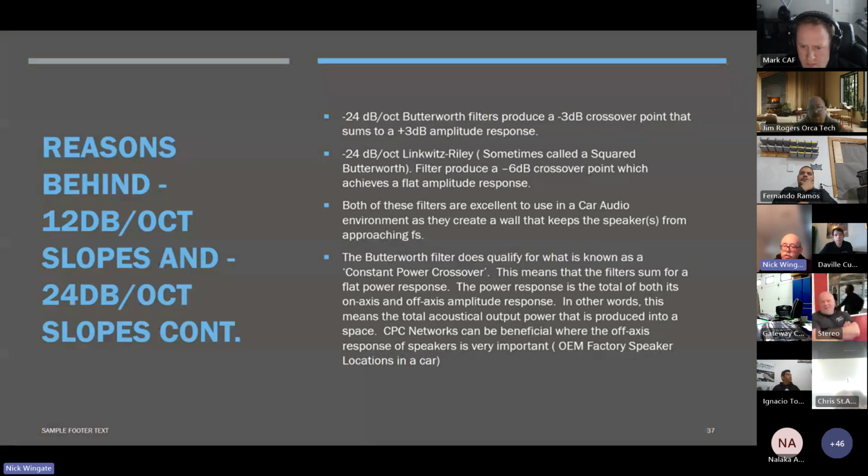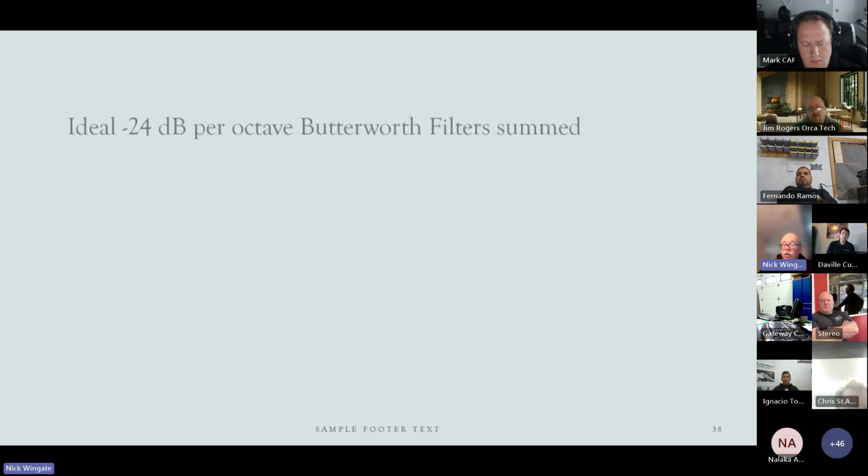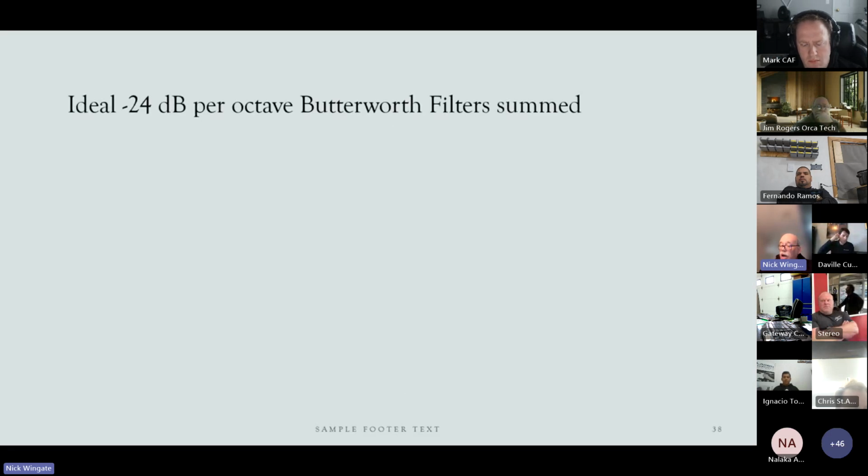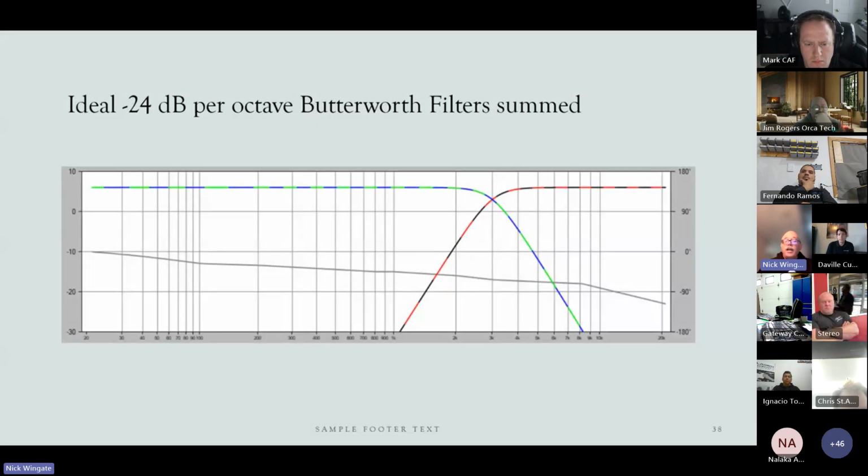This is the reason why you may want to choose a Butterworth filter, whether it's 12 or 24, because of what is known as constant power crossover. It works extremely well because of the amount of energy it produces off-axis. Okay, so take that into account when you're designing your system. If you're designing a system and you're using a lot of OEM locations, take a listen to the Butterworth filters and see what happens.